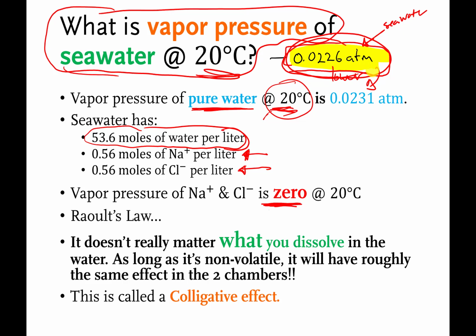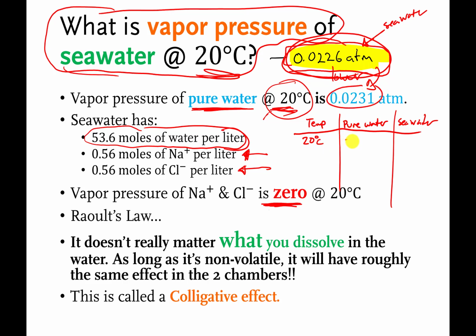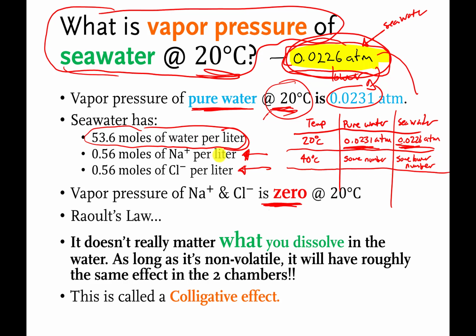And so the larger point that I'm trying to make here is that if we make a table, pure water, seawater, and we have temperature over here. At 20 degrees Celsius, the vapor pressure of pure water is 0.0231 atm, or atmospheres. The vapor pressure of seawater is 0.0226 atm. So the seawater vapor pressure is lower, right? This is a lower number than that one. And this is going to be true for any temperature that we pick for seawater. If we pick 40 degrees Celsius, I don't know what the number will be, but this will be some number of atm, and this will be some lower number. The vapor pressure will always be lower in seawater because we have these sodiums and chlorides that don't give you any vapor pressure at all.